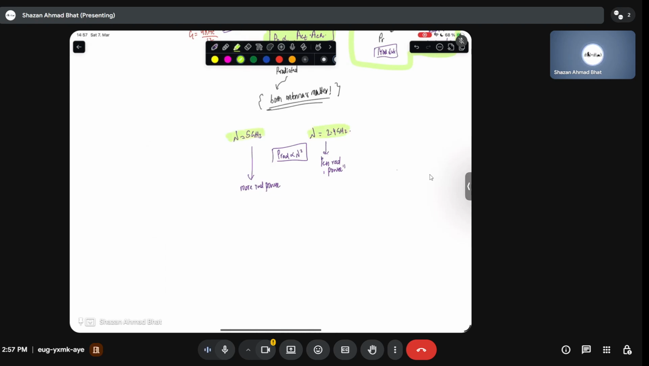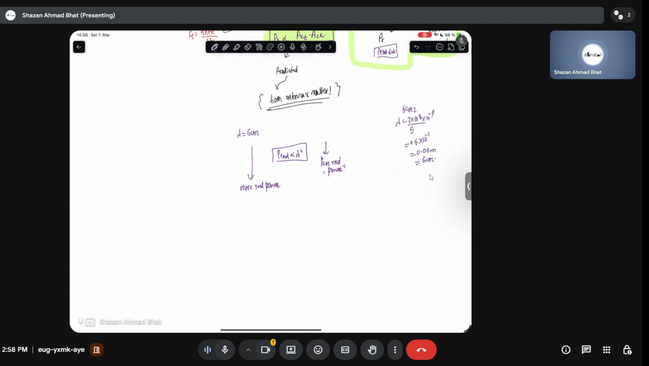Let's write it in terms of wavelength. So how much is the wavelength for 5 gigahertz? Wavelength is 3 into 10 to the power 8 divided by 5 into 10 to the power 9. So this is 0.6 into 10 to the power minus 1, which is around 0.06 meters, which is around 6 centimeters. So lambda is 6 centimeters for it.